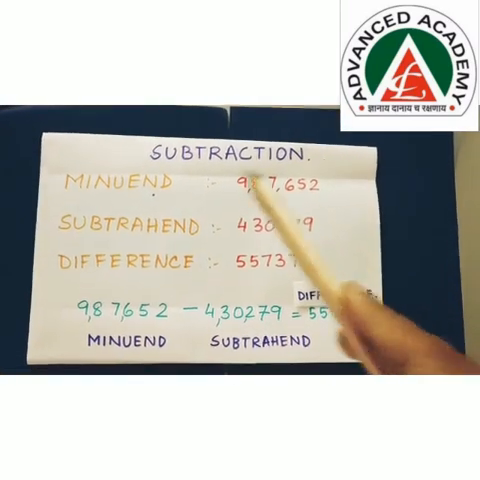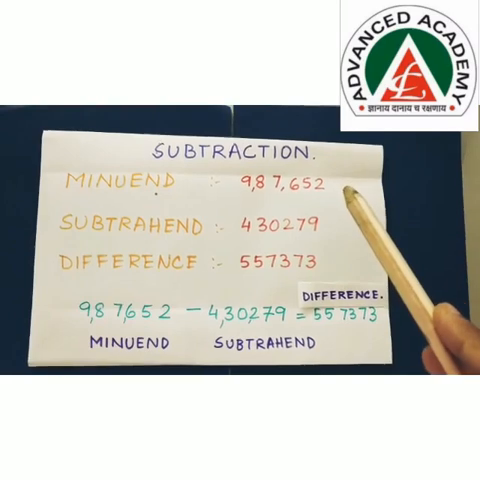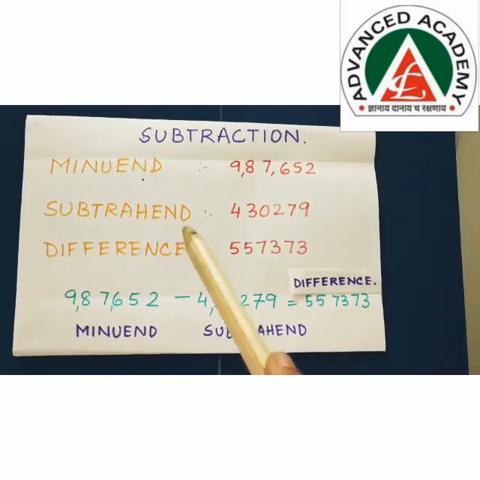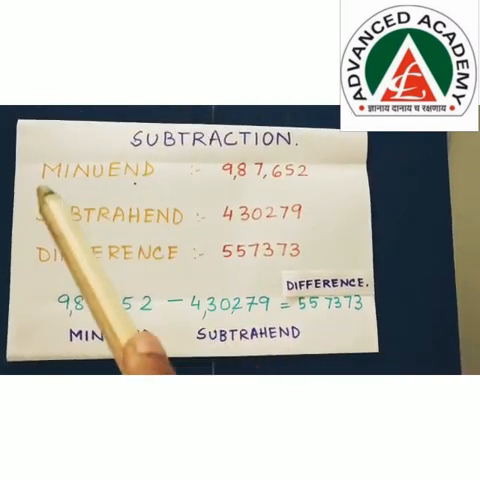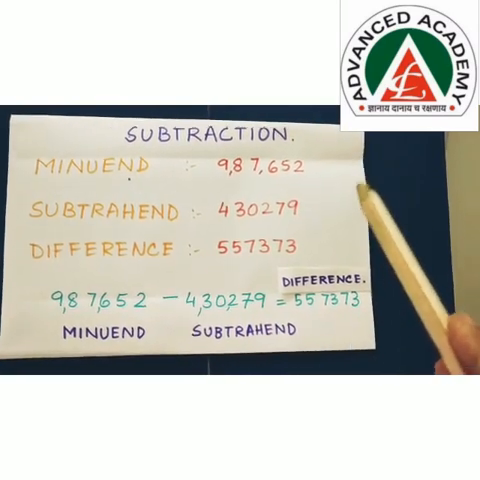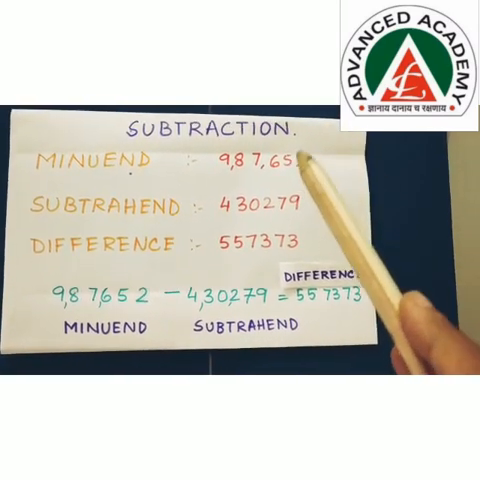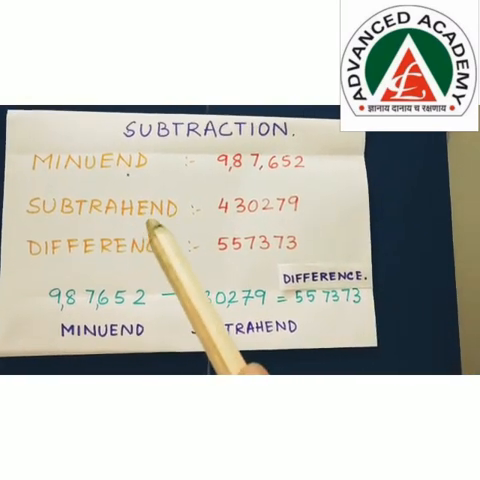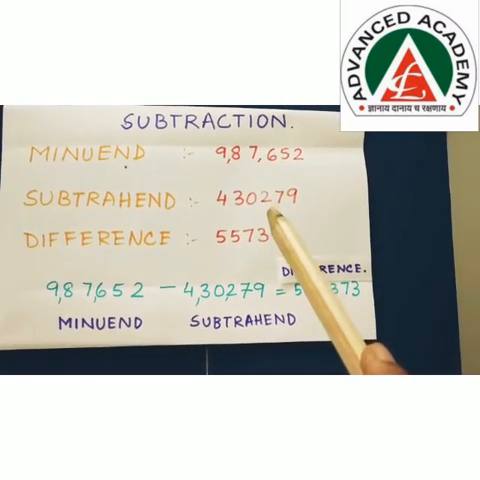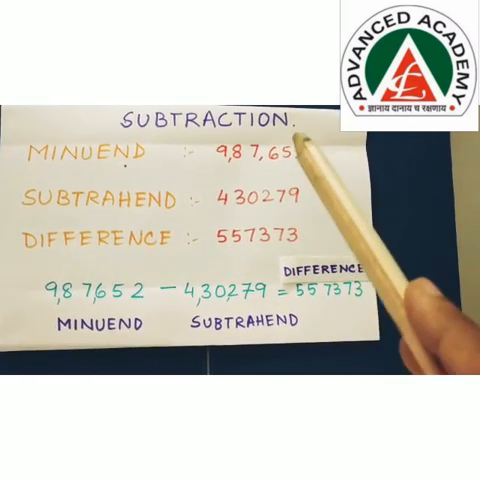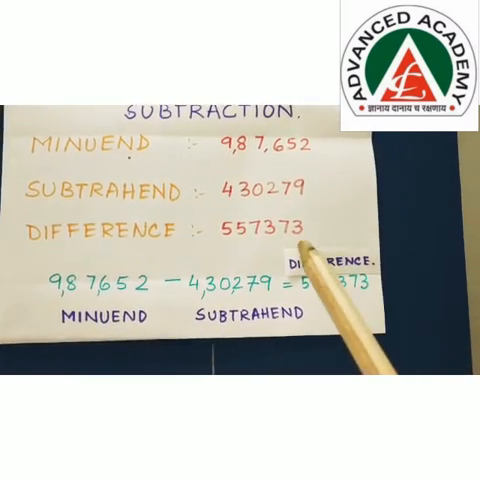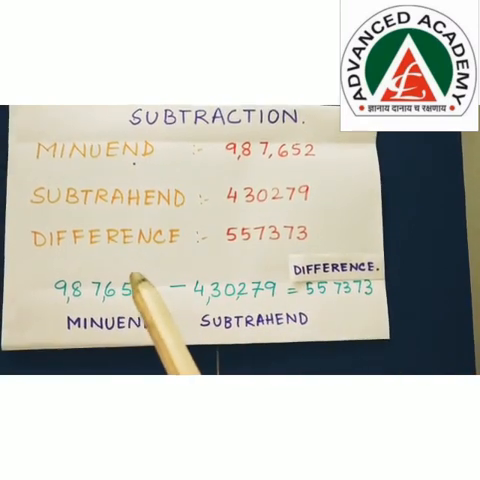Now let's come to subtraction. Subtraction also has some terms: minuend, subtrahend and difference. Now what is minuend? Minuend is the number from which a number is subtracted. Subtrahend is the number which is supposed to get subtracted. And when we subtract these two numbers, we get an answer, and that answer is called difference.